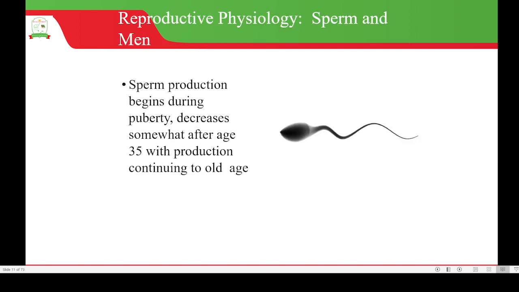The sperm in men. Sperm production begins during puberty and decreases somewhat after the age of 35, with production continuing up to old age. So there is no menopause for men, but the amount of sperm produced decreases as a man ages from about 35 years.